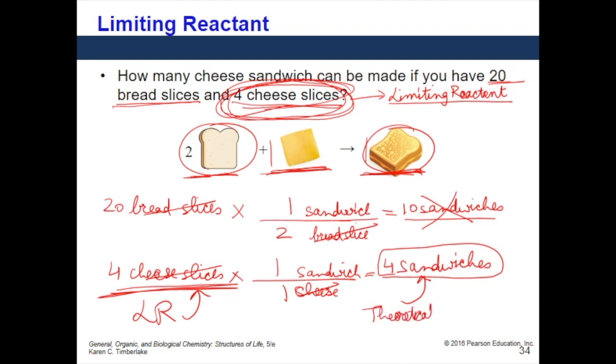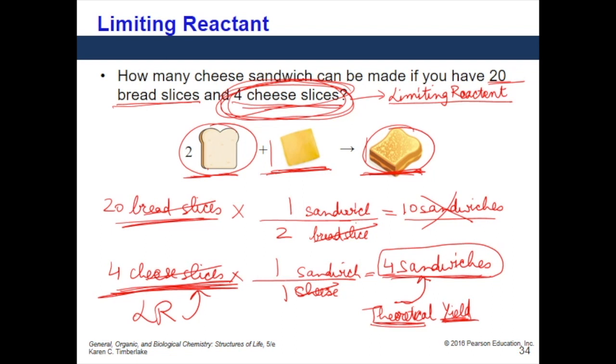In chemistry, yield means production. Theoretical means in theory. This is called the theoretical yield of this reaction. So in theory, if I were to use 4 cheese slices and 20 bread slices, I would end up with 4 cheese sandwiches. But when you actually do an experiment, you know that there is always a plus minus and error associated with the numbers. So this is called the theoretical yield for a particular reaction: how much product is produced theoretically by using numbers, by using calculation.